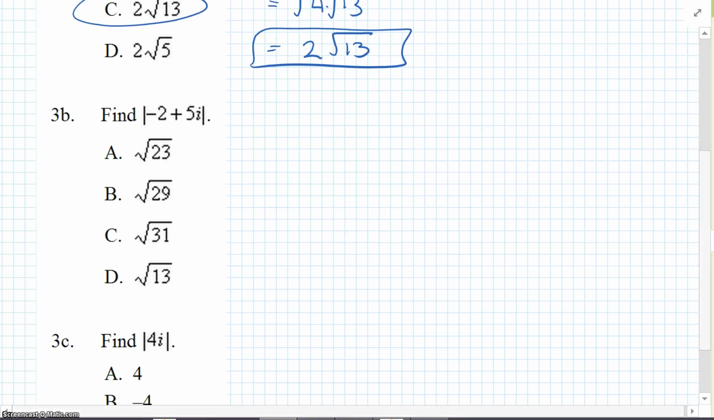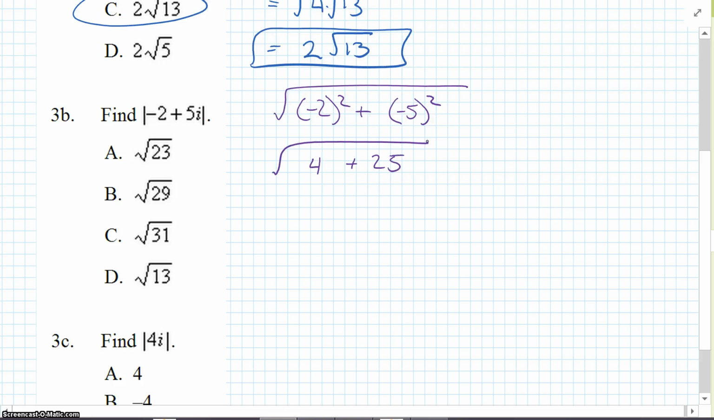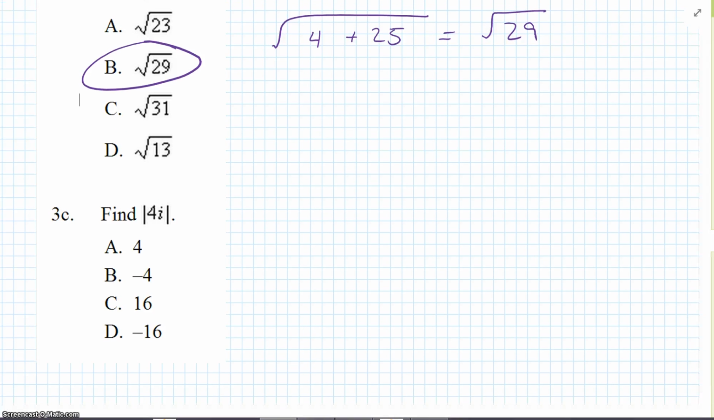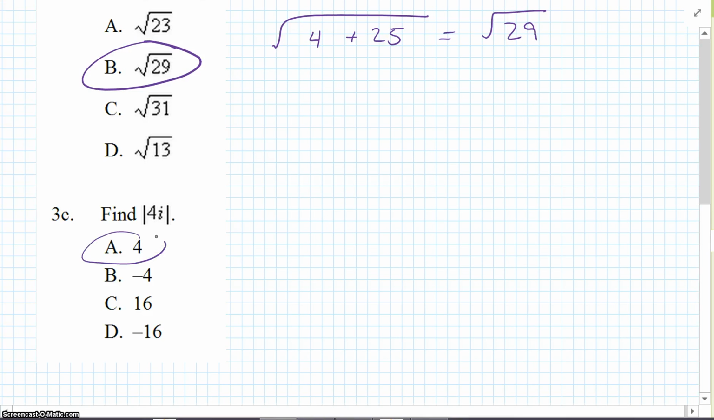Next example, negative 2 plus 5i. Find the absolute value of that. So that's going to be the square root of negative 2 squared plus 5 squared. Negative 2 squared is 4. 5 squared is 25. So the square root of that would be the square root of 29. I don't think you can reduce the square root of 29 anymore, so the answer is B, square root of 29. Find the absolute value of 4i. It's just going to be 4. Any questions on that?